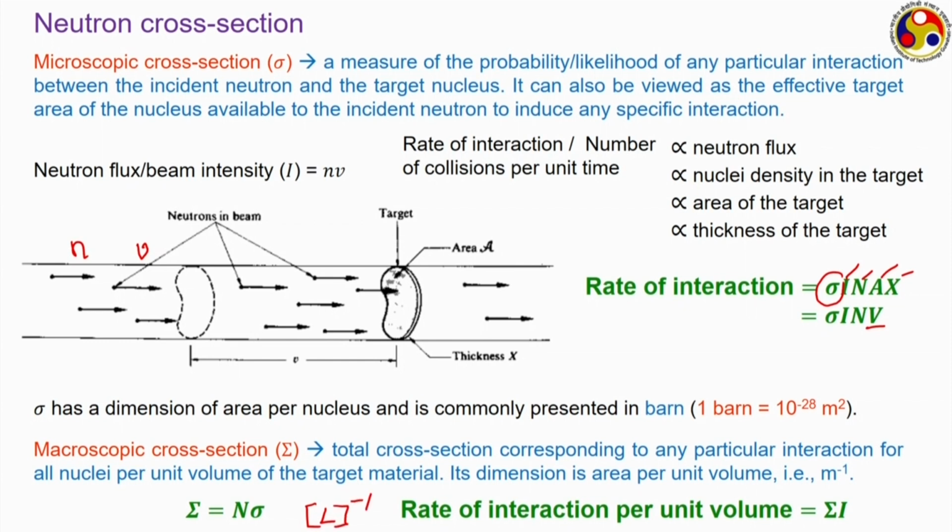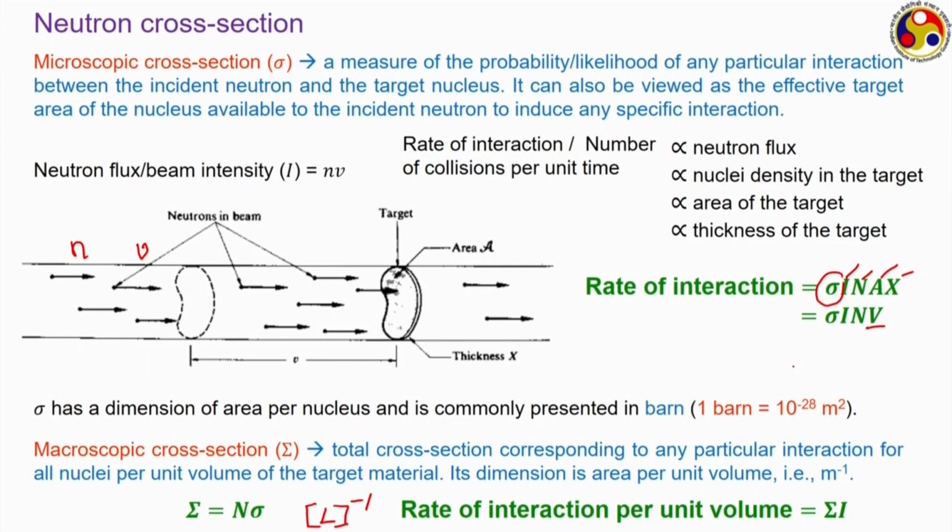So, truly speaking, it is not a proper dimension of the cross section, but still it is conventionally called the macroscopic cross section. And accordingly, comparing with the previous equation, rate of interaction per unit volume can be written as sigma into I, that is the macroscopic cross section multiplied by the neutron density. This is the equation of our interest, because here the rate of interaction can be represented in terms of two quantities. One is sigma, that is the nature of the target nucleus, and the other is I, which is the property of the beam which is being incident on the target.